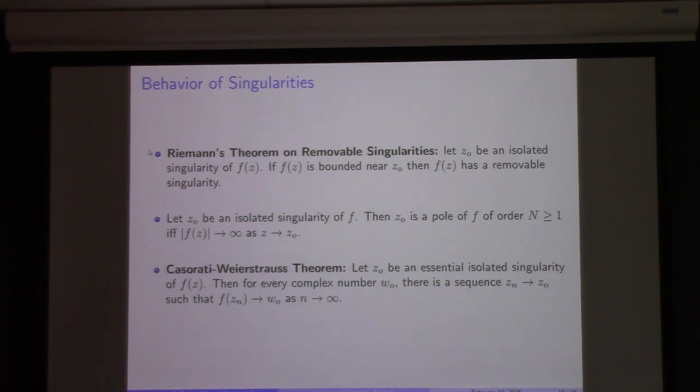On the other hand, if you have a pole of order n, it's necessary that the modulus, the length of the function, goes to infinity as you approach z0. And this is for any possible path. It blows up. On the other hand, the Casorati-Weierstrass theorem says that if you have an essential isolated singularity of f of z, then for every complex number w0, there's a sequence zn going to z0 such that f of zn goes to w0 as n goes to infinity. This is very weird. What it more or less says is that near an essential singularity, your complex function takes on all possible values close to the point. It's annoying. And I don't really understand it, but there it is.